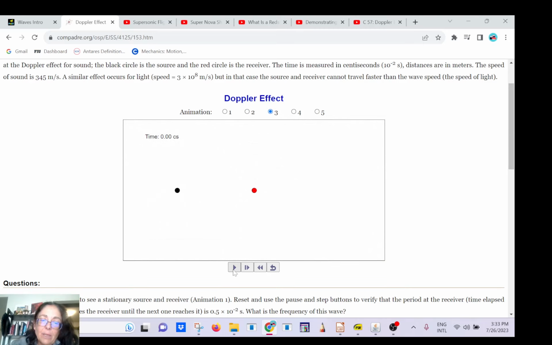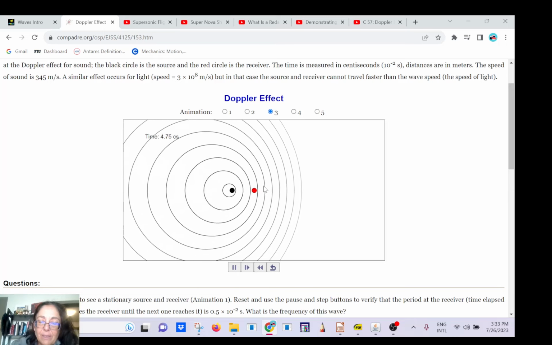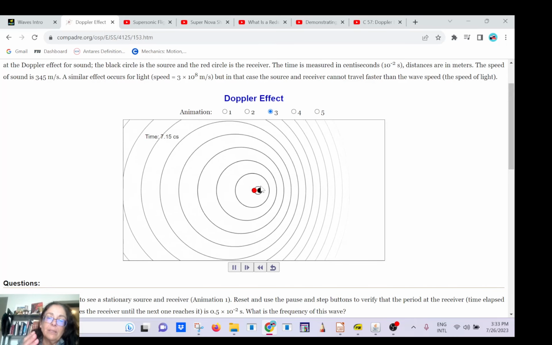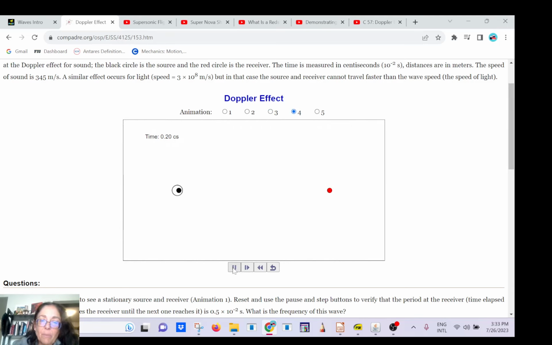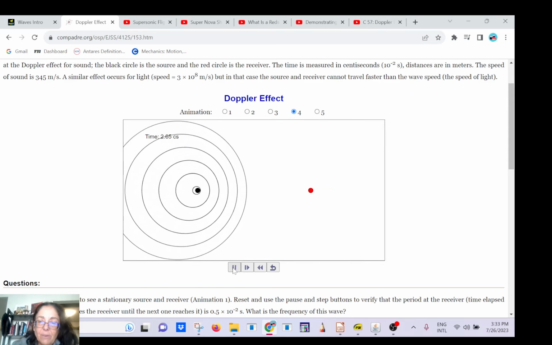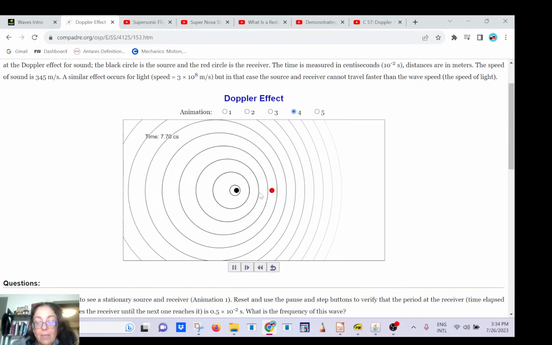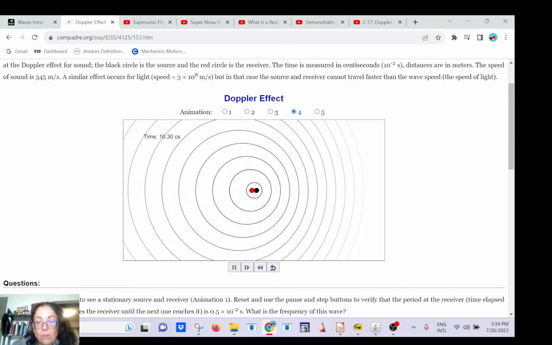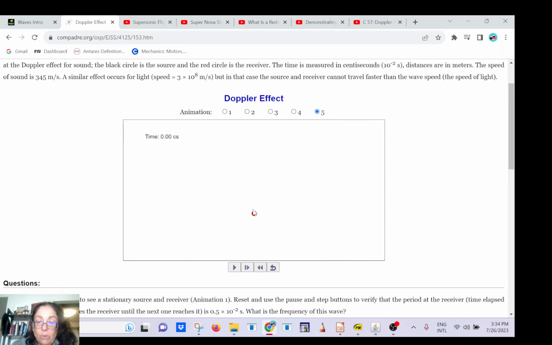Or you can have the source moving toward the observer, so increased frequency, more wavefronts hitting, and then low frequency behind. Or you can have both of them moving. There is also an equation for that. So they are both moving, so of course, higher pitch, and past the source, this is the source here, lower pitch. And then you can have the case when the source is going at the speed of sound or faster than the speed of sound. That's when you have a shock wave.